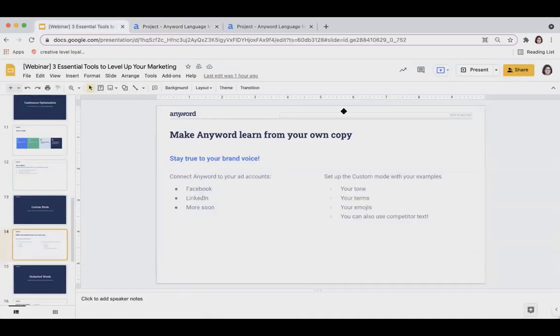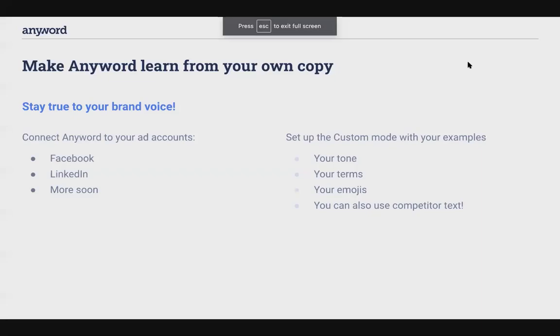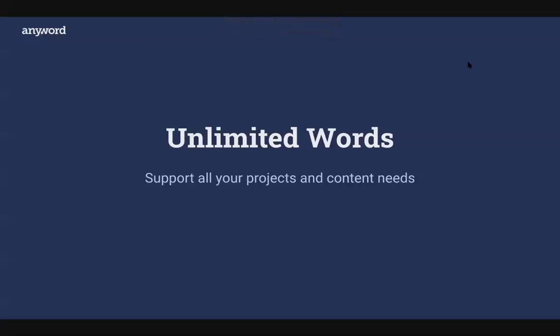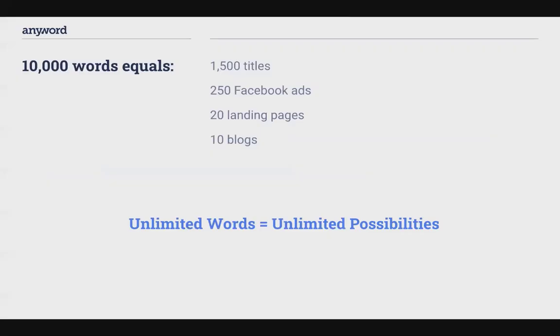Let's go back to my presentation and talk a little bit about another cool thing that you can get in Pro, which is unlimited words, right? Obviously, marketing teams need to create a whole lot of content, a whole lot of the time. So our basic starter has about 10,000 words, which will give you 1,500 titles, 250 Facebook ads, 20 landing pages, 10 blogs. You can go higher, you can upgrade, but unlimited words really opens up possibilities for you.